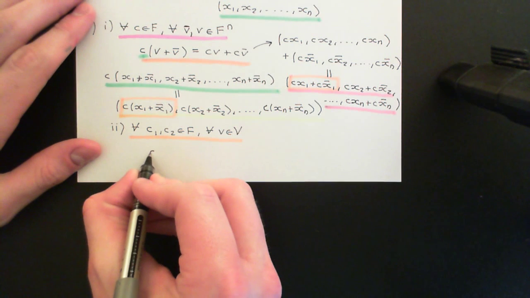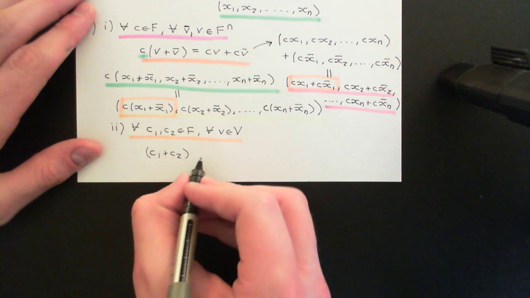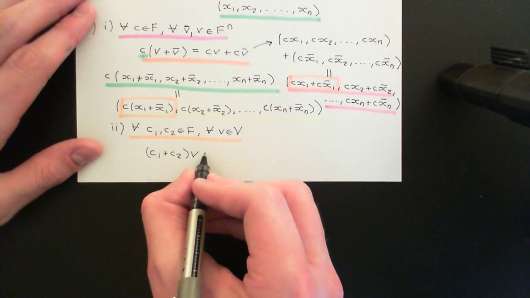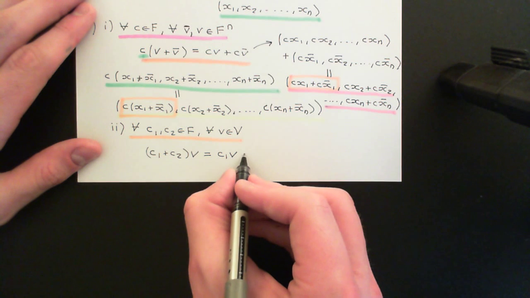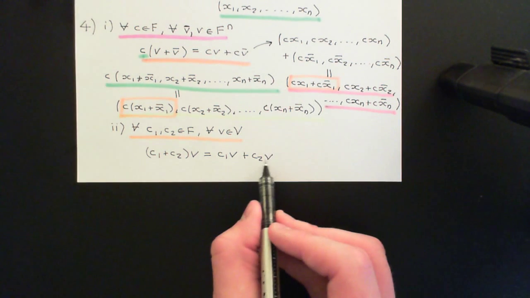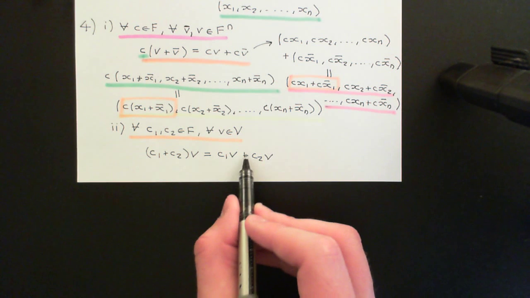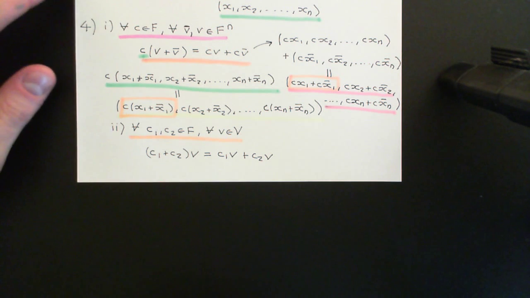It needs to be the case that c1 plus c2, where they're added together in the field, scalar multiplied by the vector must equal c1 scalar multiplied by v plus c2 scalar multiplied by v. The addition here is addition in the vector space rather than addition in the field, of course, because we're adding two vectors. Again, we're just going to apply the definition to prove this, and we don't really have space, but I suppose I'll try and squeeze it in.